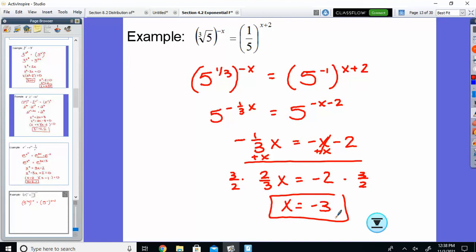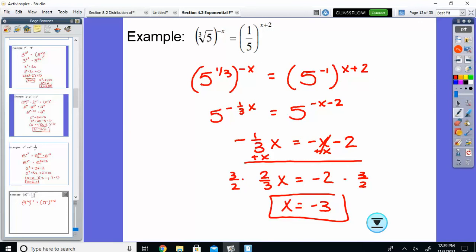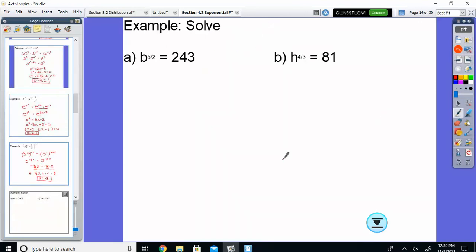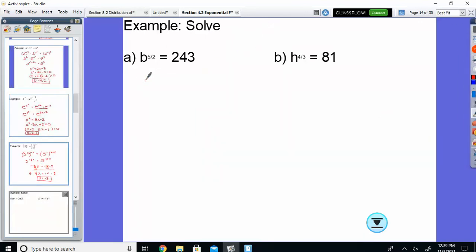Okay, there are, I think, a couple questions on the homework that are a little bit different. If you're looking at like 17, 18, 19, those are different. The variable is the base, not the exponent. So I wanted to try a couple like that. And I don't know why this printed so weird, but this is b to the 5/2 power equals 243.